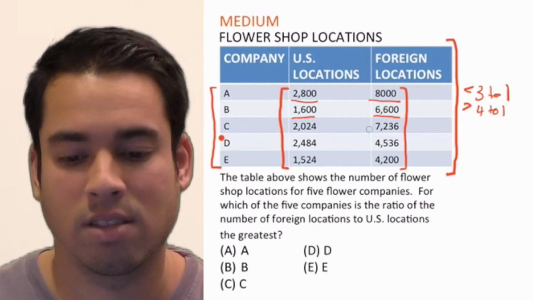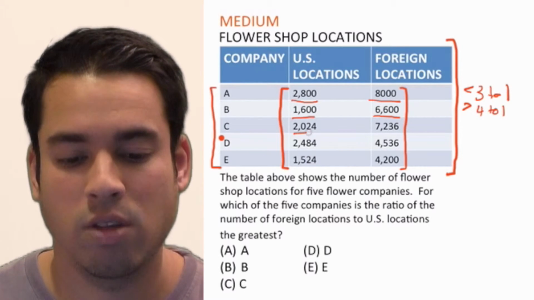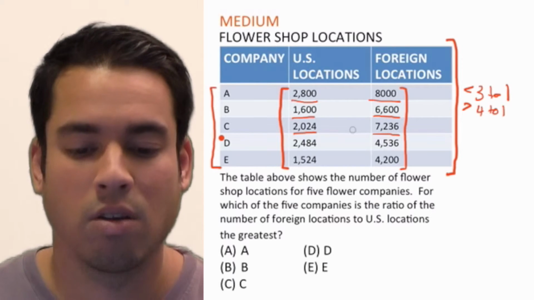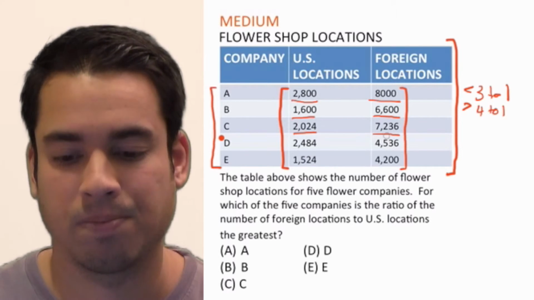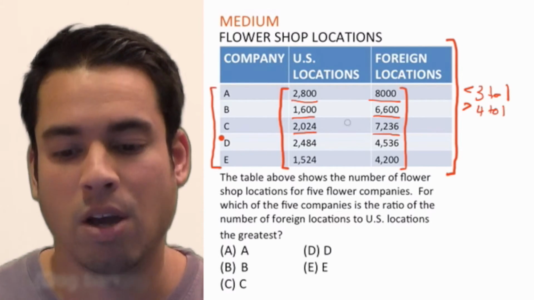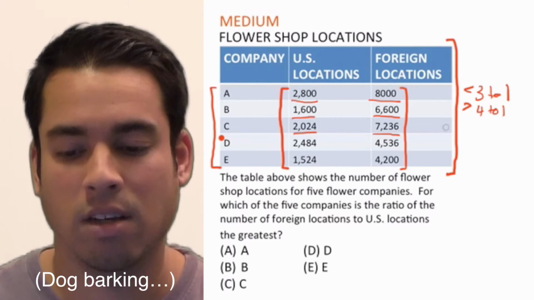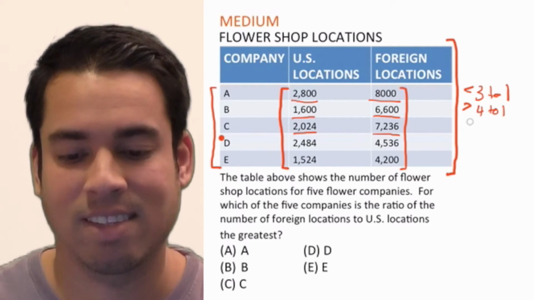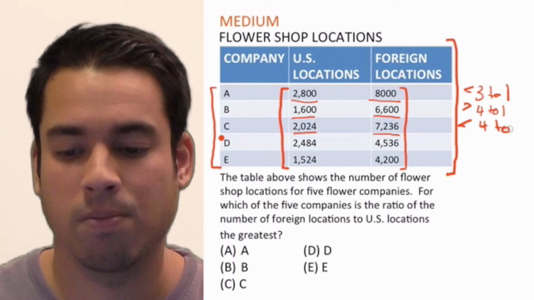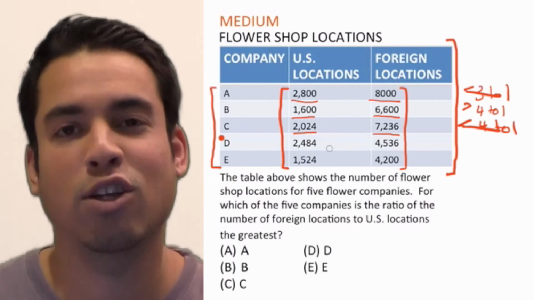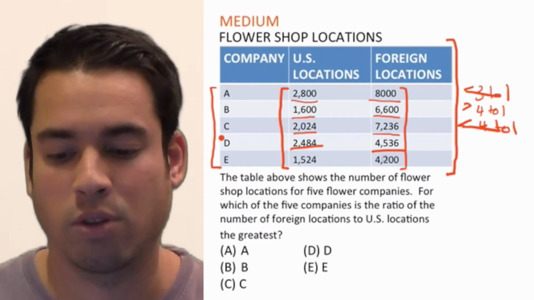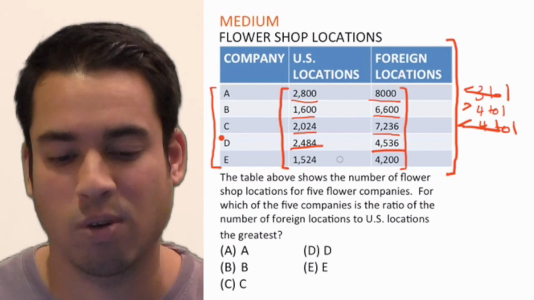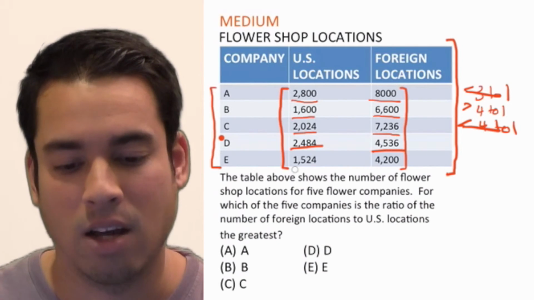Let's look at 2,000 to 7,200. So we've got 2,024 and 7,236. Well, we know right off the bat that 4 times 2,000 is going to be more than 8,000. So this is going to be a 1-to-3 something ratio, which means this is less than a 4-to-1 ratio. So this is out. And this is out, because these are both smaller than B. Let's look at D. D looks almost like 1/2 or less than that, right? 2,484 divided by 4,536 is less than 1/2, so it's less than a 2-to-1 ratio. So that's out. And now lastly, E.